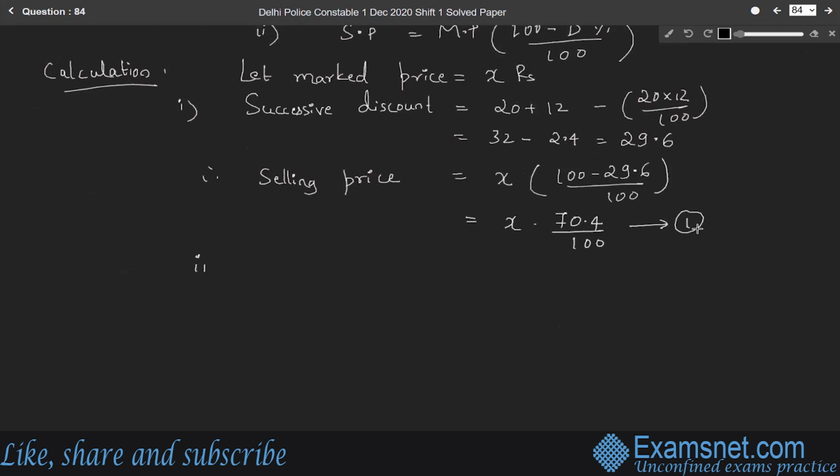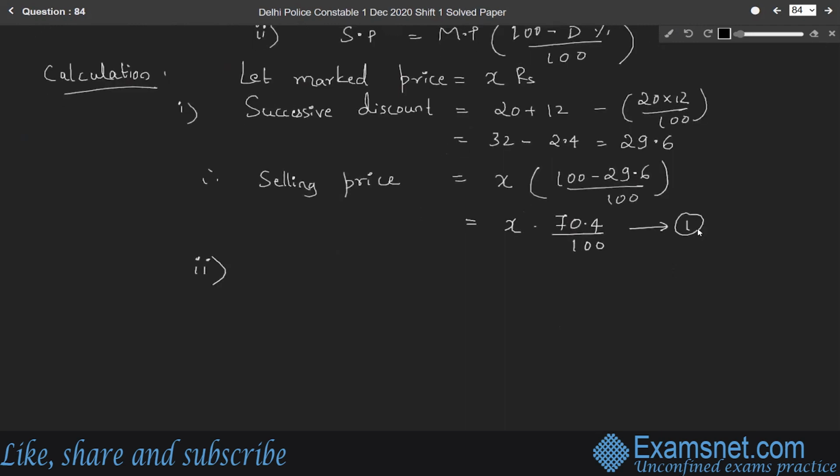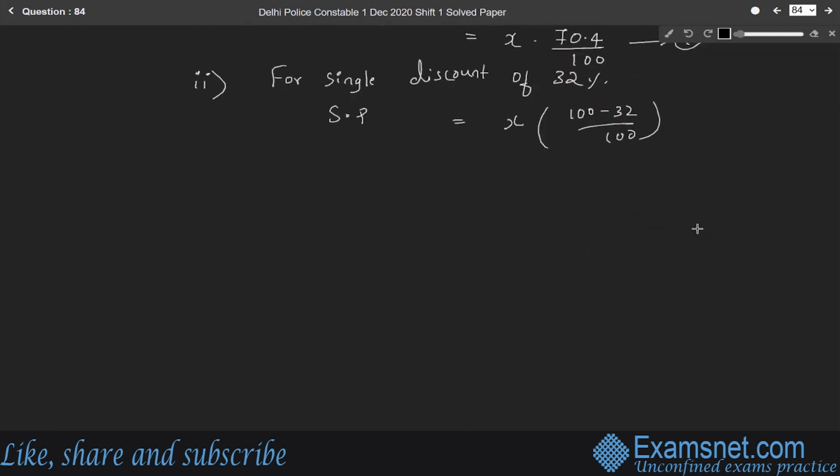In the next case, when a single discount of 32% is given, we have to find the selling price. For a single discount of 32%, the selling price becomes marked price X into 100 minus 32 by 100, which is equal to 68x by 100. Consider this as equation 2.